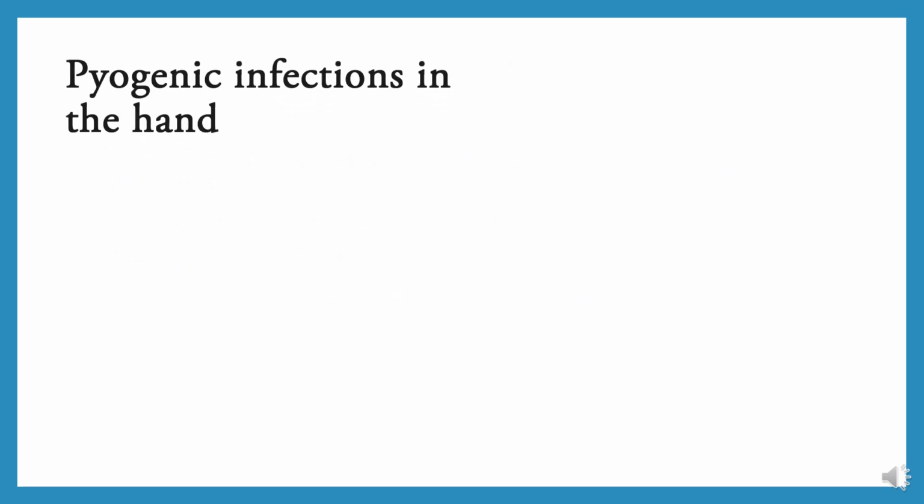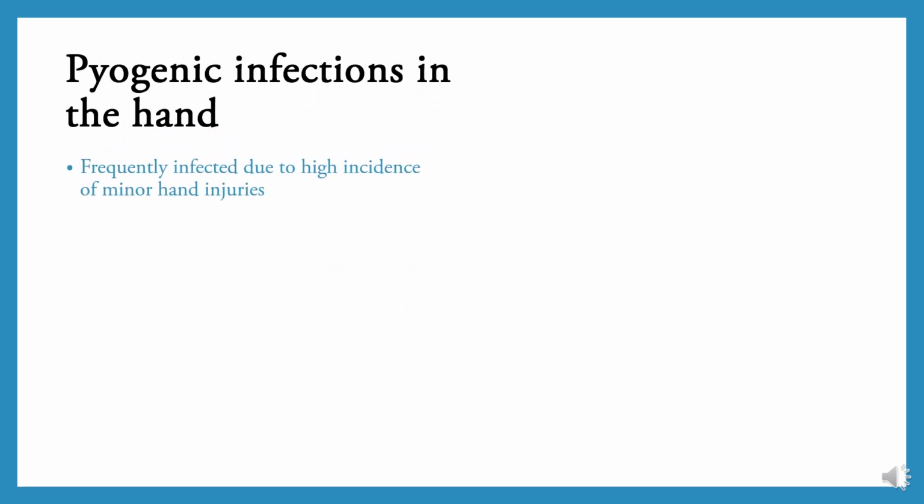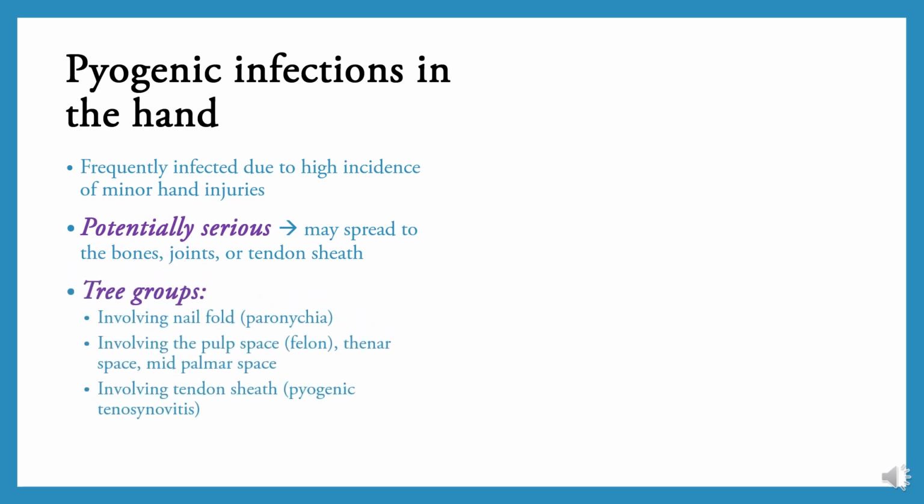Pyogenic infection in the hand. The hand is frequently infected due to the high incidence of minor hand injuries. Potentially serious, it may spread to bones, joint, or tendon sheath. There are 3 groups: involving the nail fold or paronychia, involving the pulp space or felon, and involving the tendon sheath.